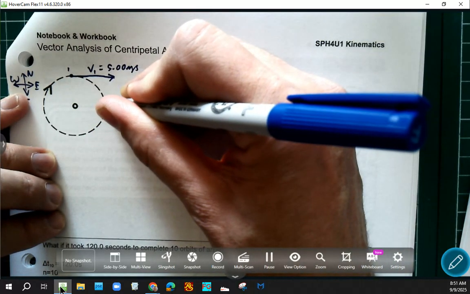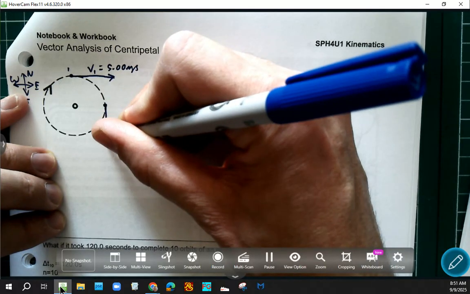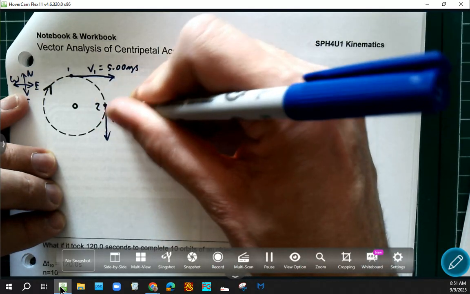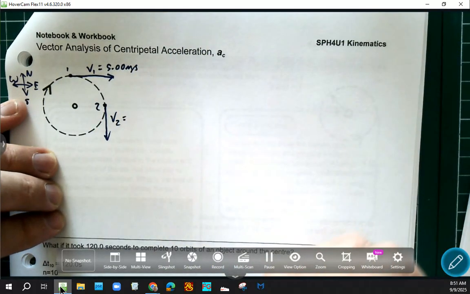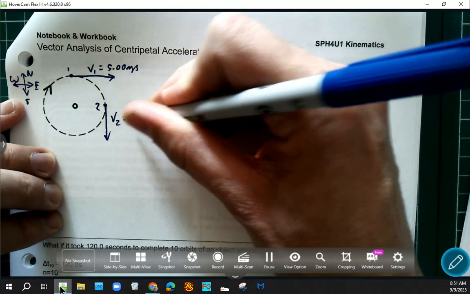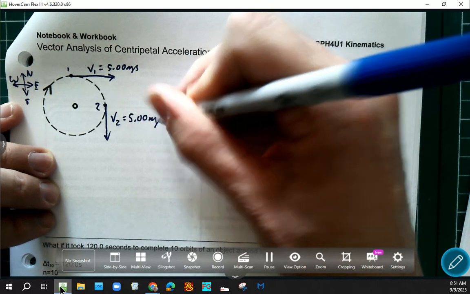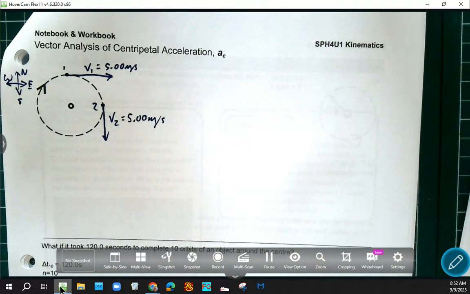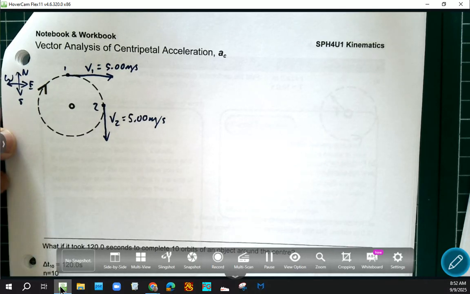At moment 2, we'll call this V2. If this object's moving around at a uniform speed around the circle, V2 is going to be equal to 5.00 meters per second. Now, if I want to talk acceleration, and I'm just doing a linear calculation, that would mean that the acceleration would be delta V, 5 minus 5, 0. That doesn't seem to make sense, because clearly we think that centripetal acceleration is a thing, and so there must be something else happening here.